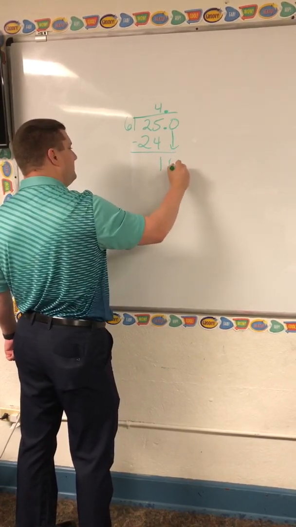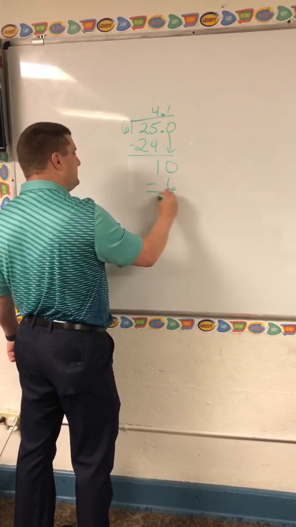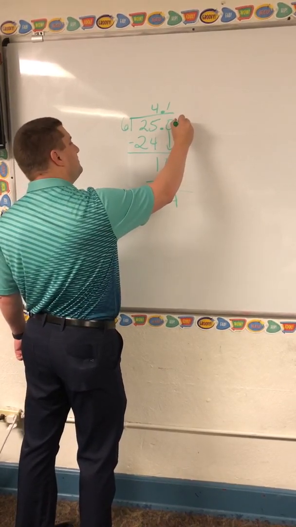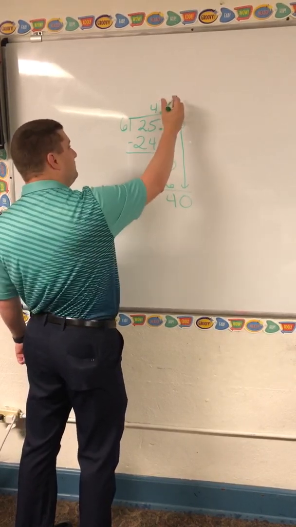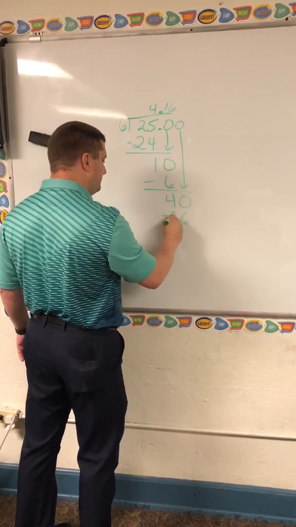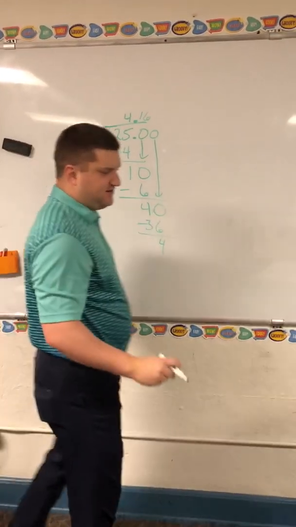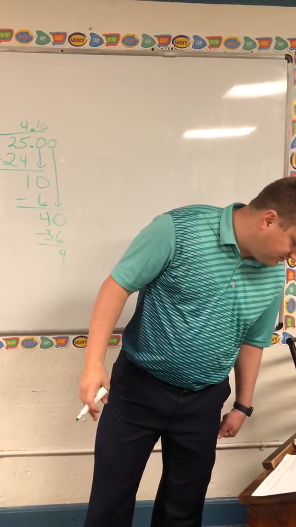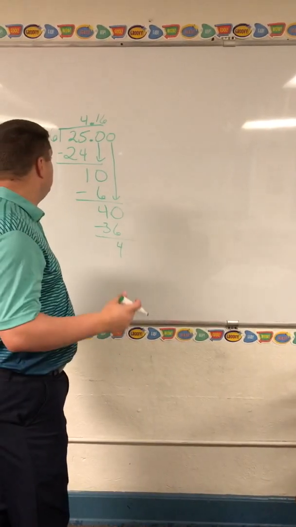Bring down the 0. 6 goes into 10 one time. 1 times 6 is 6. 10 minus 6 is 4. Okay? Annex another 0. 6 in the 40 will go 6 times. 6 times 6 is 36. 40 minus 36 is 4. Okay? And your direction says round off to the nearest tenth. So for this, we can stop.